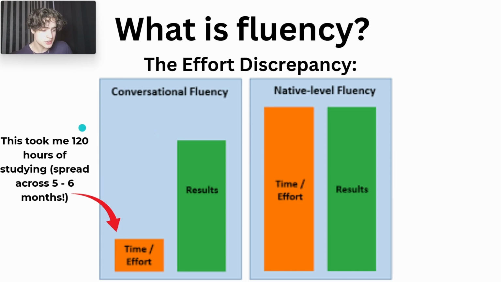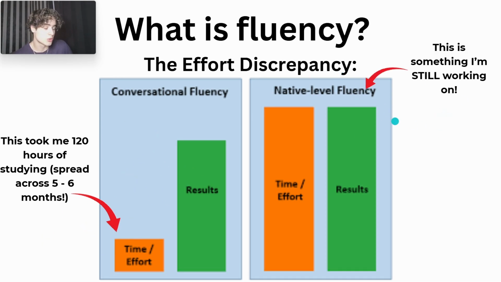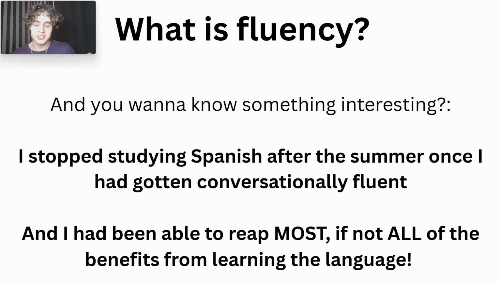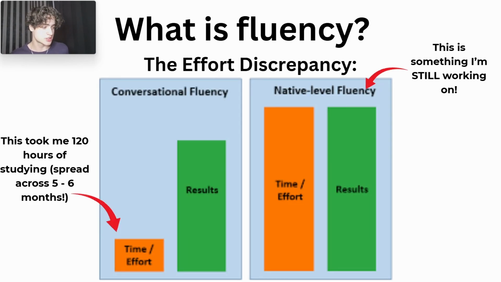And so this took me 120 hours of studying. It took about 5 to 6 months. But this is something I'm still working on. And that kind of gives you that sort of perspective. Most people agree with the definition of fluency, that fluency is effective communication with natives, and specifically in the context of conversations. It is a back and forth with a native. That is fluency. And so I actually stopped studying Spanish after the summer of 2022 because I already got conversationally fluent. And the only real reason I was even interested in reaching native level fluency is just because of me doing the Spanish thing. And even so, I don't even study Spanish that much.